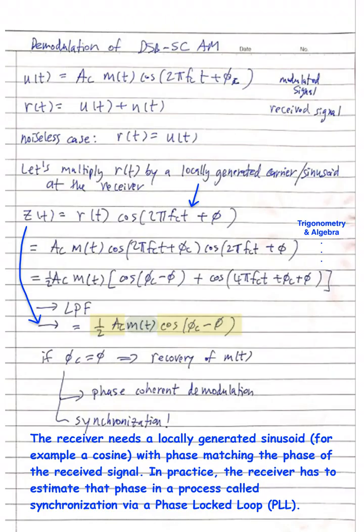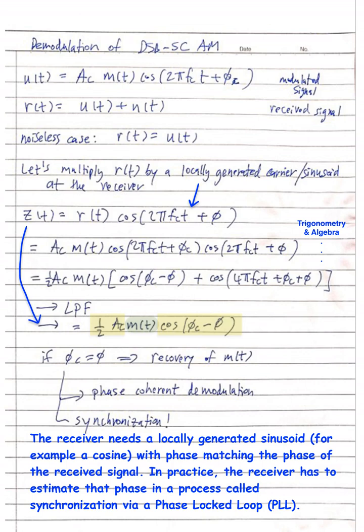So, how do we demodulate double sideband suppressed carrier AM? The transmitted signal is the modulated signal u of t. At the receiver, we have the received signal r of t, which is just the transmitted signal plus noise. We want to extract the message signal m of t from the noisy received signal r of t. Let's look at the noiseless case first. Here r of t is just u of t.